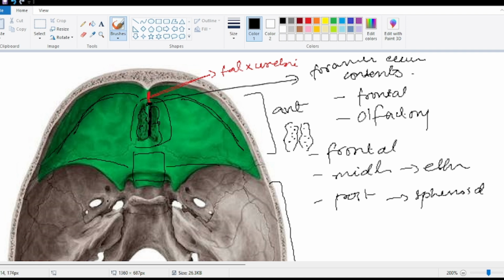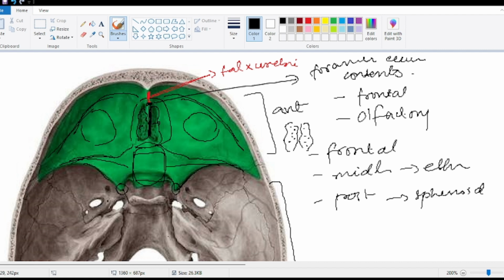Now in the frontal bone, if you see on the lateral aspect here, there are the orbital parts of the frontal bone. These form the largest part of the anterior cranial fossa and form the roof of the orbits. Now coming more posteriorly, after the frontal bone and the ethmoid bone, there is the sphenoid bone. The sphenoid bone consists of the body in the middle and the lesser wings on the lateral side. These lesser wings curve medially and form the anterior clinoid processes.